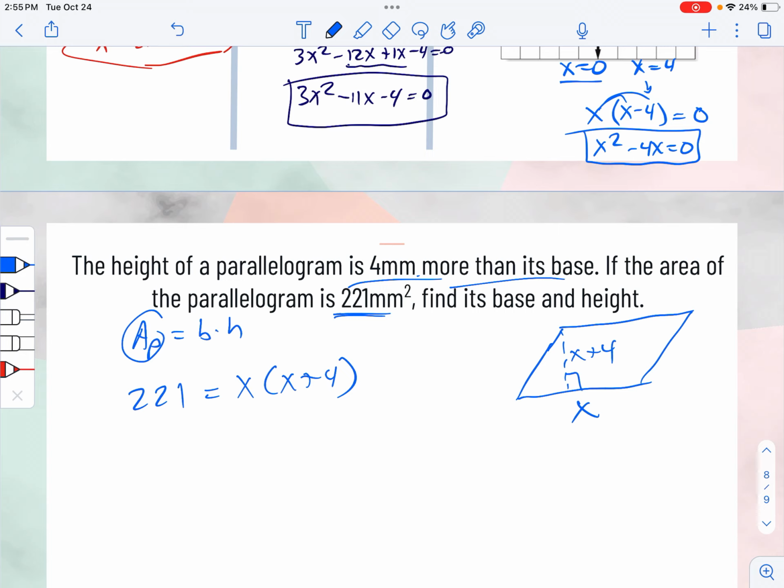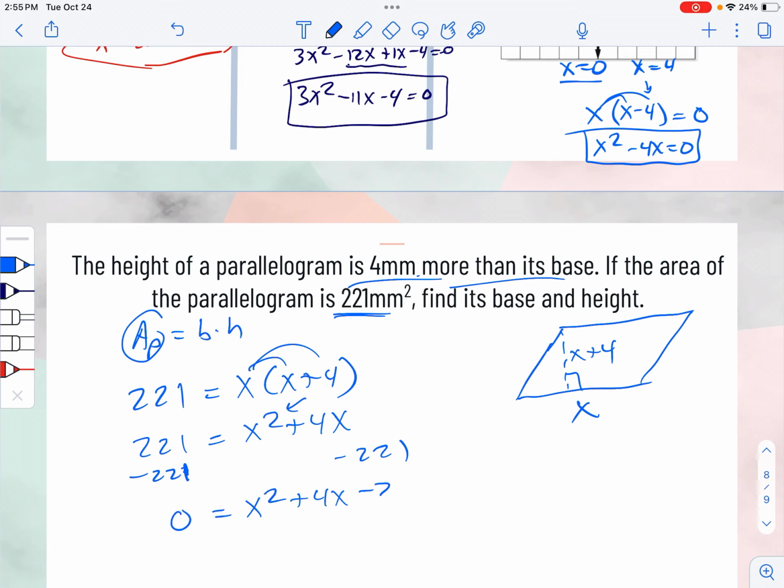This isn't equal to 0, so I can't use the zero product property. I have to distribute here and solve this. 221 equals x squared plus 4x, and then get everything on one side, and then I can actually factor it and solve. Subtracting 221 from both sides. Because it is a quadratic, there's an x squared, so get everything equal to 0. That's the first step. 0 equals x squared plus 4x minus 221.